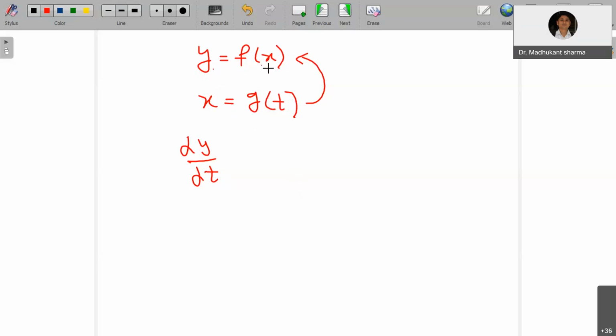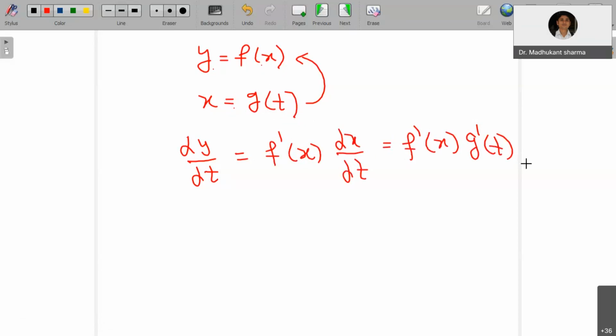So y is a function of x, and x is a function of t. How would you differentiate? It's going to be f dash first, and then dx by dt. What is dx by dt? It is g dash of t. So it is going to be f dash of x times g dash of t. This rule is known as the chain rule.